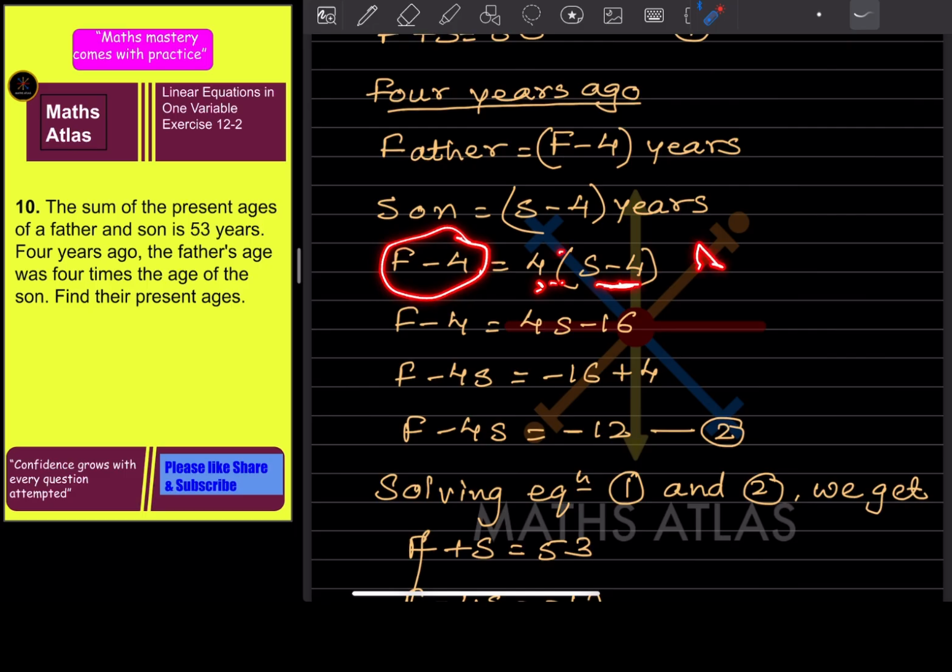So this step is important because in this S minus 4, there are 2 terms in it. So we have to put this in a bracket. So they said 4 times the age of the son. So here 4 times S minus 4. So this is going to be 4S minus 16. So now F minus, you will bring this 4S to this side. So this is going to be minus 16 and that will be plus 4. So F minus 4S is going to be minus 12. So this is equation number 2.